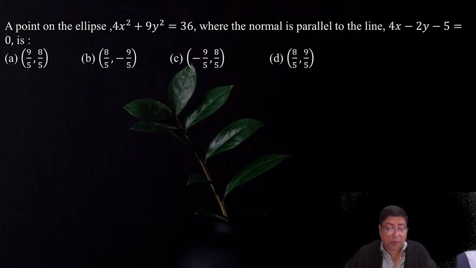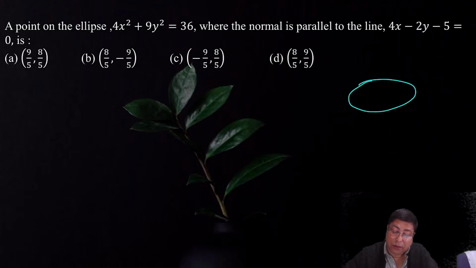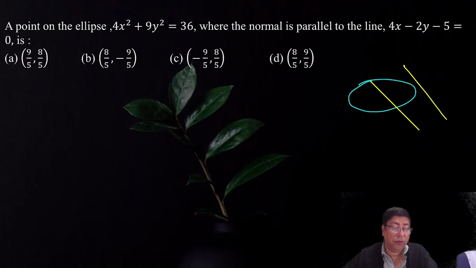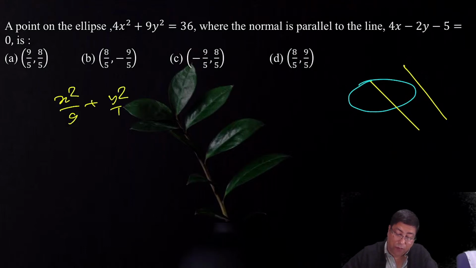A point on the ellipse 4x square plus 9y square equals 36, where the normal is parallel to the line. A point on the ellipse where the normal is parallel to the line. It means suppose this is a normal, parallel to the line. The line is given as 4x minus 2y equals 5, and the ellipse is x square by 9 plus y square by 4 equals 1.